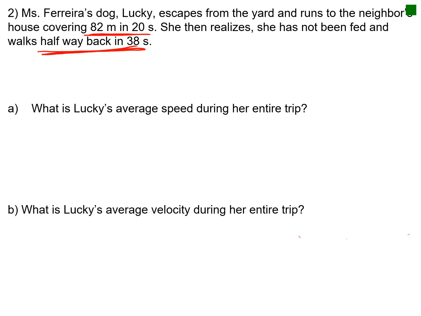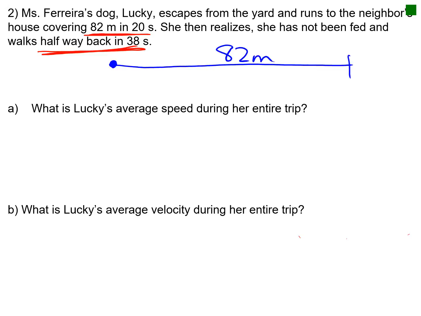Just to keep things clear, let's go ahead and do a really simple diagram. I'm going to put a little dot here that represents where Lucky's motion starts. So here at this blue dot, she runs. I don't want that to be an arrow. Oops. Okay, so she runs a distance of 82 meters.